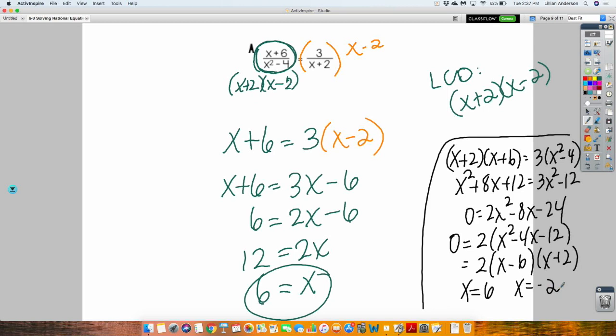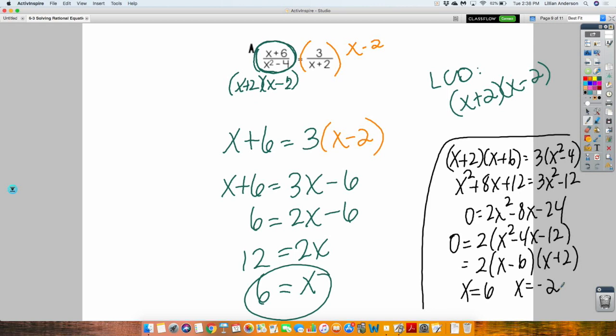If I did it this way, where I used the cross products, I know I did it really fast. But all I did was cross multiply because I had a fraction equaling another fraction. I distributed, combined like terms, got everything equal to 0, factored it, and solved it. These are my solutions. But what's wrong with this x equals -2?